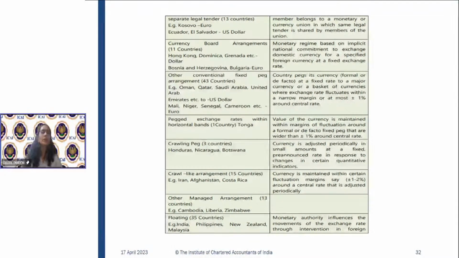This is followed by 13 countries. This is of 2020 data. So 2023, there's no information of this. There may be some changes also.